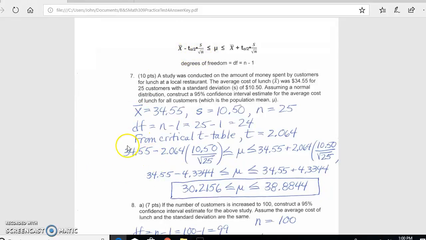We have the X bar minus the T times the S over the square root of n right here. And then we have the same quantities on the right-hand side of the formula. The only difference is that there's an addition here where there's a subtraction on this side. So as you perform the calculations, these are the numbers that you should get, and your final confidence interval is shown here.